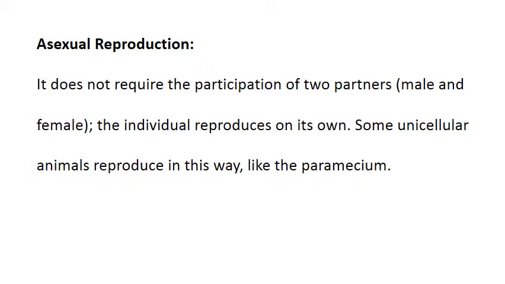In asexual reproduction, we don't need two partners, male and female. Only one individual reproduces on its own. Some unicellular living organisms, like the paramecium and the bacteria and the amoeba, reproduce in this way.